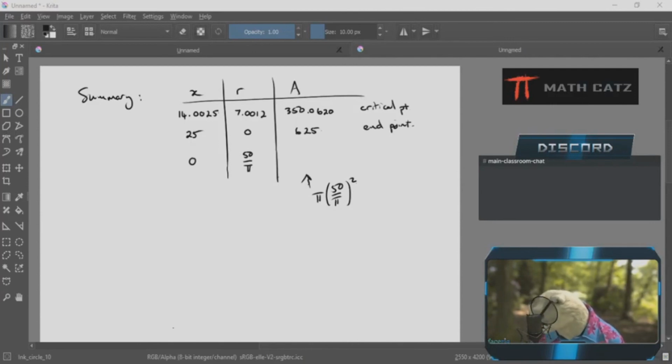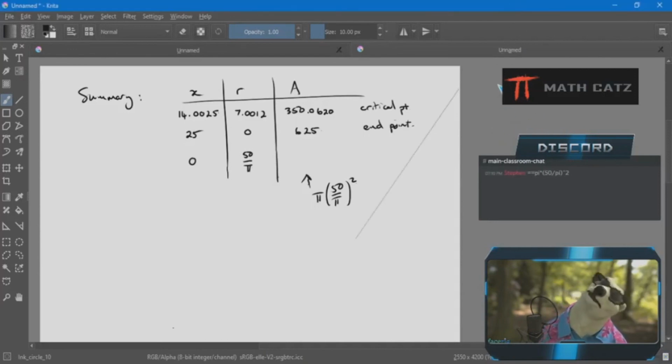I know I don't need to. 50 divided by pi, bracket, and then a square, pi times 50 divided by pi and bracket squared. Okay. MathBot would be really nice if you work with me just this once. I appreciate it. 795.7747. And this is the other endpoint.